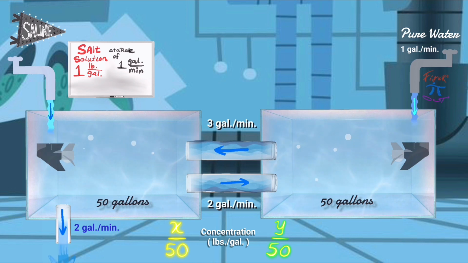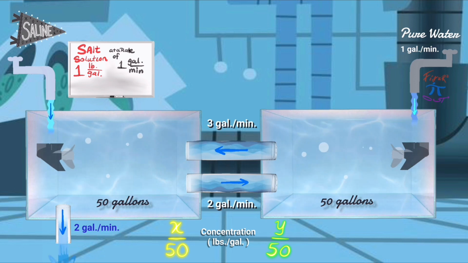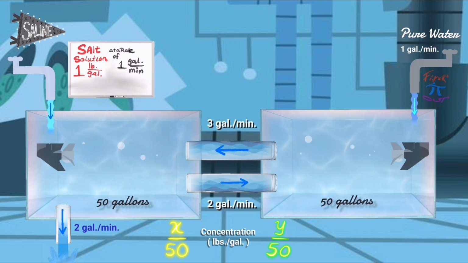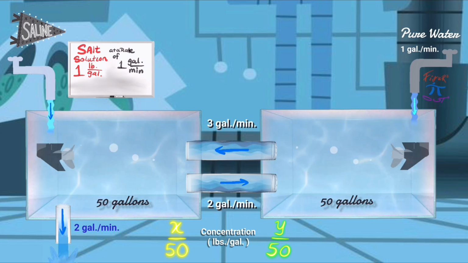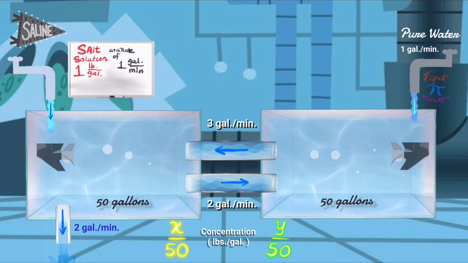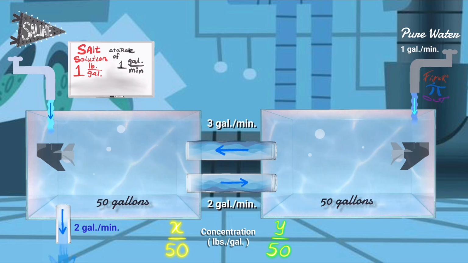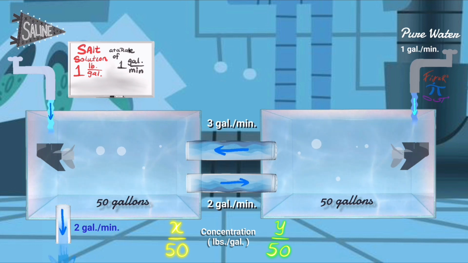The problem is, what happens to the amount of salt in pounds as time goes on? If each tank is kept thoroughly mixed at all times so that the concentrations stay the same in each tank, how can we use math to solve this problem? Take a moment and see if you can figure it out.